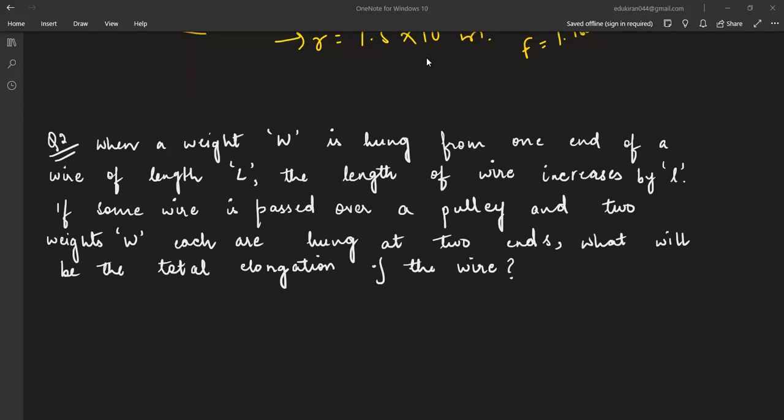Ma'am, is the same material of wire used for both the cases? Yes, in this question. Yes, ma'am, the same wire is passed over the pulley. The wire that is passed is the same. So the elongation, you just get the value, you can double it. I'll draw the figure also.